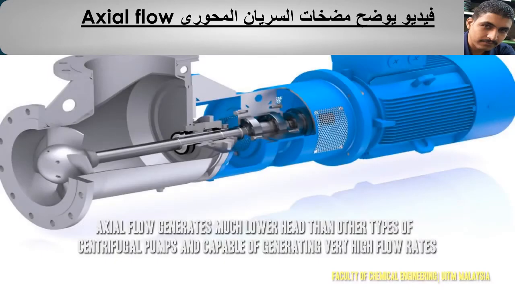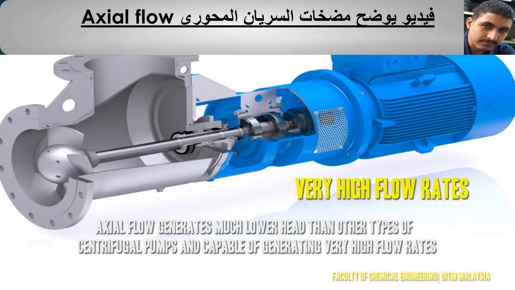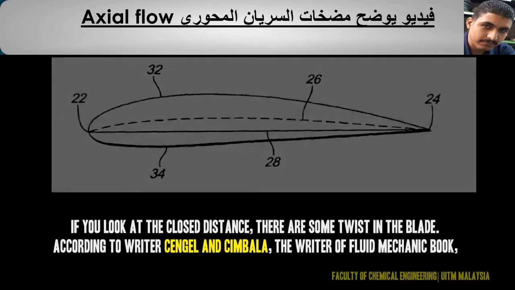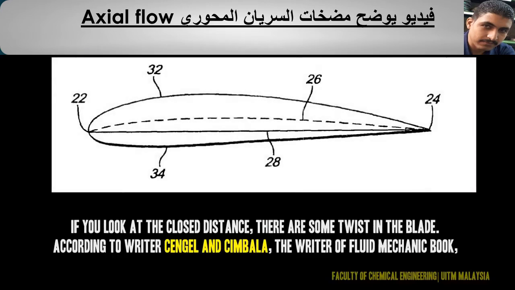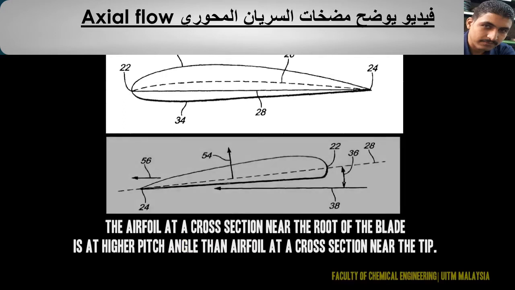Axial flow pumps generate much lower head than other types of centrifugal pump and are capable of generating very high flow rates. If you look at a close distance, there are some twists in the blade. According to Cengel and Cimbala, the writers of the Fluid Mechanics book, the airfoil at a cross-section near the root of the blade is at a higher pitch angle than the airfoil at a cross-section near the tip.